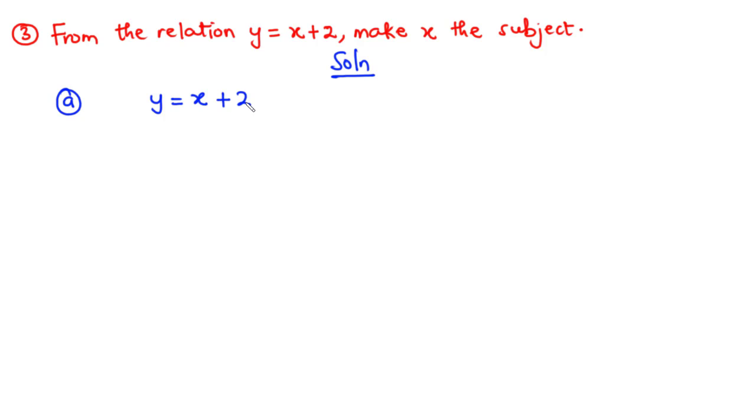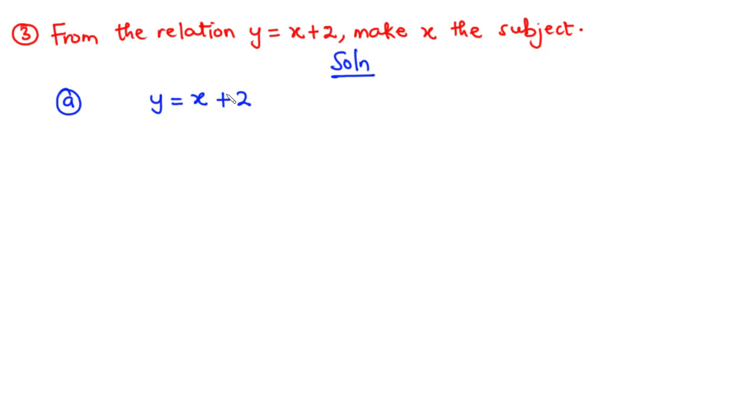Now in the previous 2 examples, we said that whenever you want to make one variable the subject, you try to apply the inverse of the mathematical operation, that is combining that variable with any other variable or any other number. Now in this case, we want to make x the subject. However, x is connected to 2 by addition. So in order to isolate x, we need to apply the inverse of addition, which is subtraction.